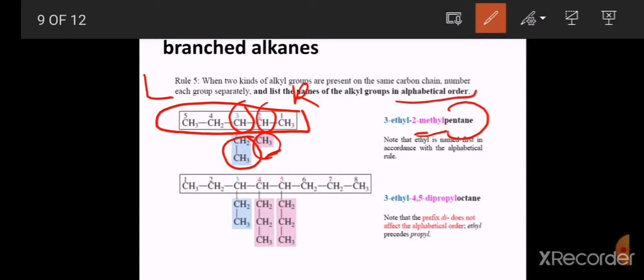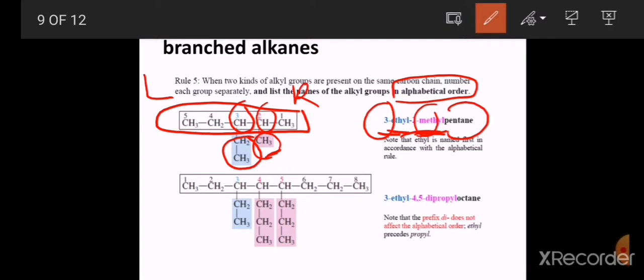Now, how are you going to write it? It must be in alphabetical order. So, ethyl, E, comes before methyl. Okay, so dapat mauna muna si 3-ethyl 2-methyl pentane. Kasi nga, ang basihan natin ay alphabetical listing ng mga substituent. Okay? Hindi yung number ang pinag-uusapan natin. Hindi yung locant. Okay? Rather, yung alphabetical listing nila.